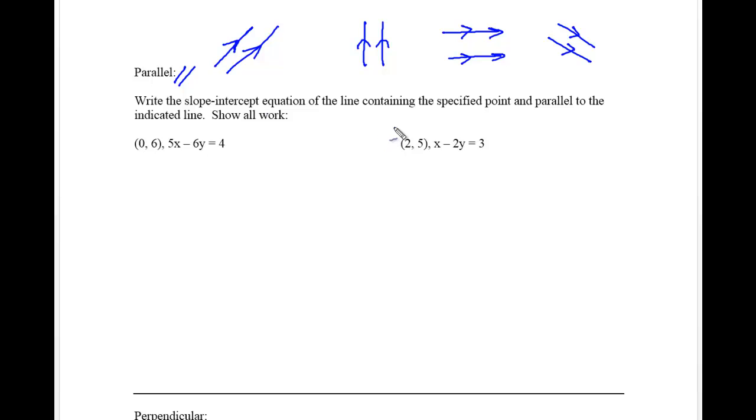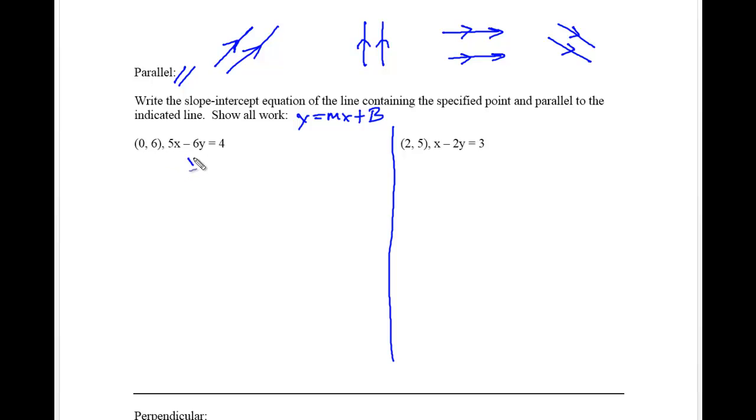Now, what we have to do, and we'll do one and then practice another, is write the slope-intercept equation, which is the y equals mx plus b form. I chose for this worksheet to not do the point-slope form, just because most of us are going to spend more time doing this on tests, quizzes, and homework. So we are going to write the slope-intercept equation of the line containing the specific point, and it's parallel to the indicated line. Now, a common mistake is to consider that 5 is the slope that we're looking at.